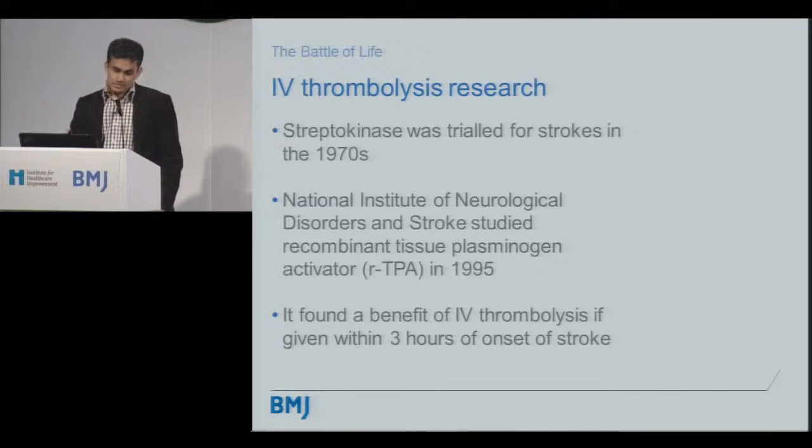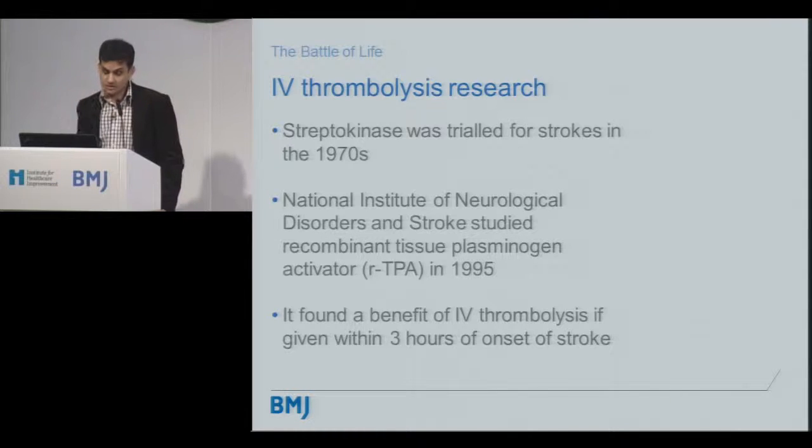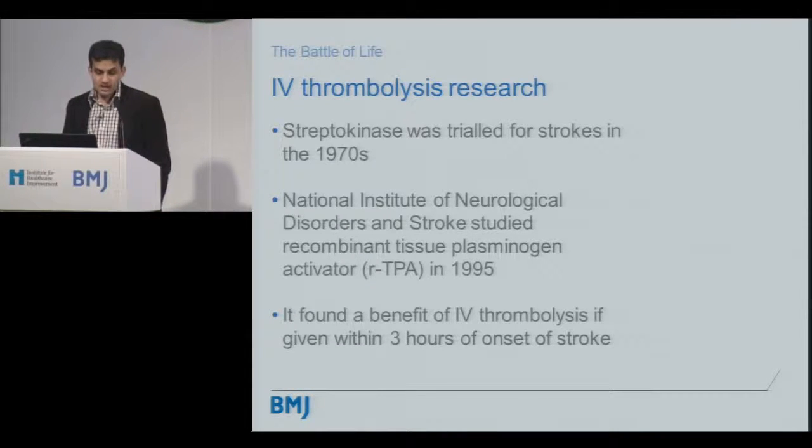So going back a bit, they actually tried other agents for stroke, streptokinase, which is successfully used for myocardial infarctions, for heart attacks. That didn't actually work. But in 1995, there's a big landmark trial by the National Institute of Neurological Disorders and Stroke in America, which studied a different agent called recombinant tissue plasminogen activator, RTPA. And that found a definitive benefit of this clot-busting treatment if it's given within 3 hours of onset of stroke.